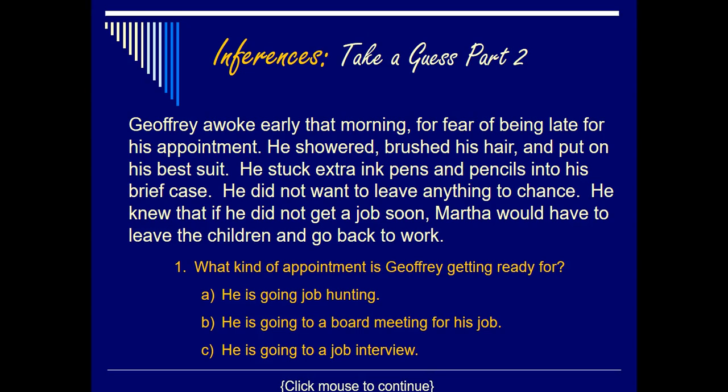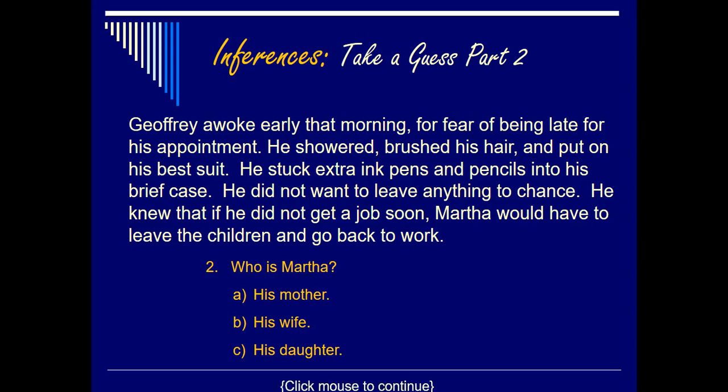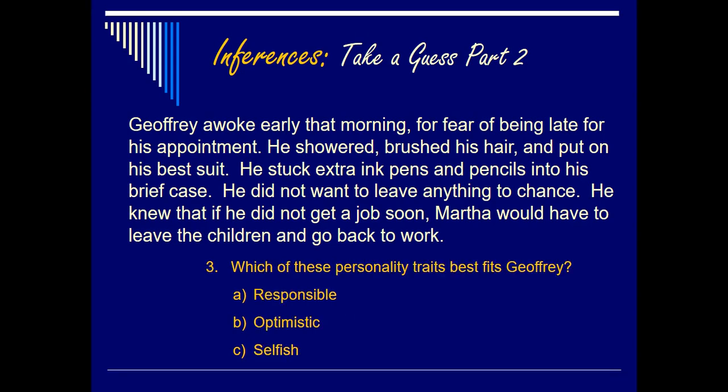All right, number one, what kind of appointment is Jeffrey getting ready for? Is it A, he is going job hunting, B, he's going to a board meeting for his job, or C, he is going to a job interview? Number two, who is Martha? Is it A, his mother, B, his wife, or C, his daughter? And number three, which of these personality traits best describes Jeffrey? A, responsible, B, optimistic, or C, selfish?